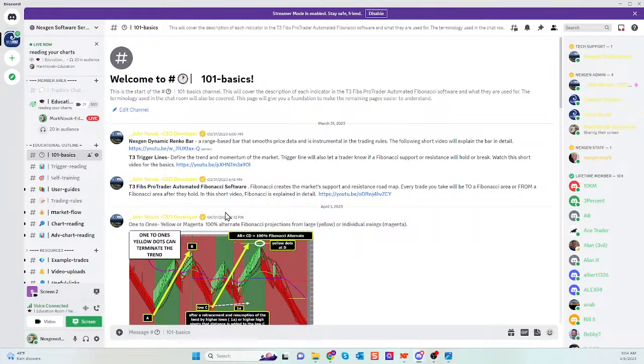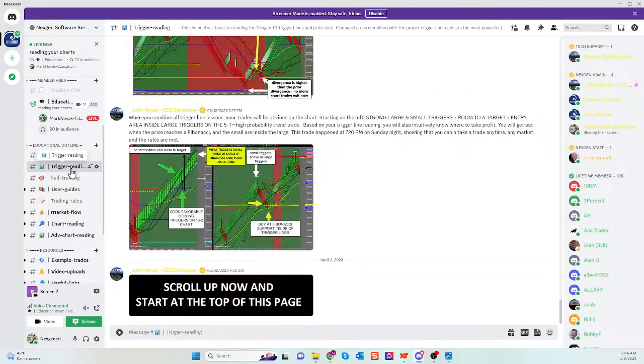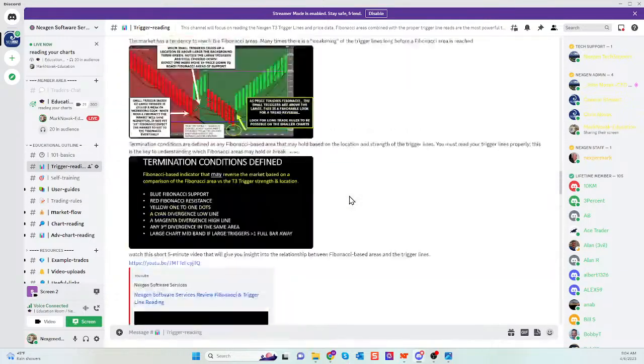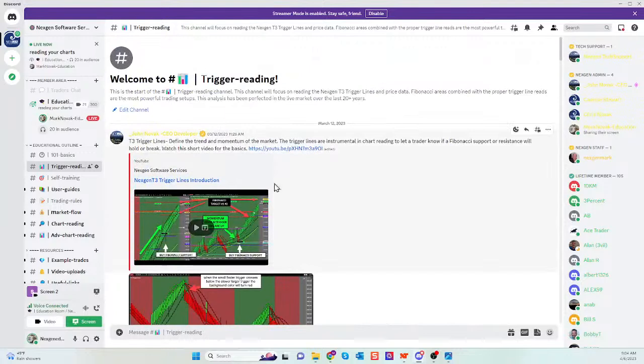These are Renko bars. These are trigger lines. There's an entire section dedicated to trigger reading, because really the trigger lines are going to give us more information than anything else. There's self-training. There's the user guides, and these will link you over to the educational website.